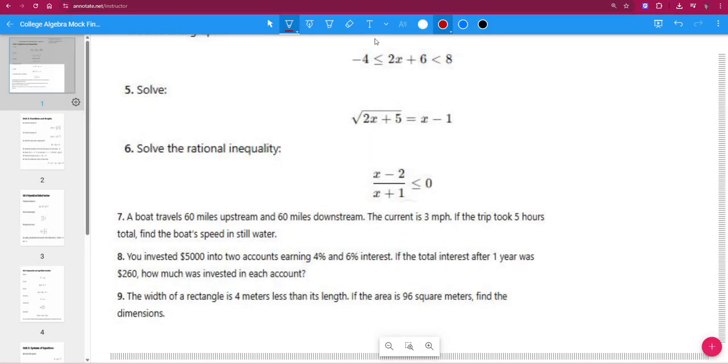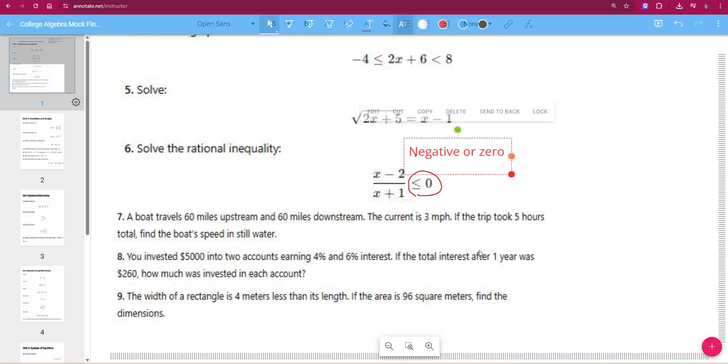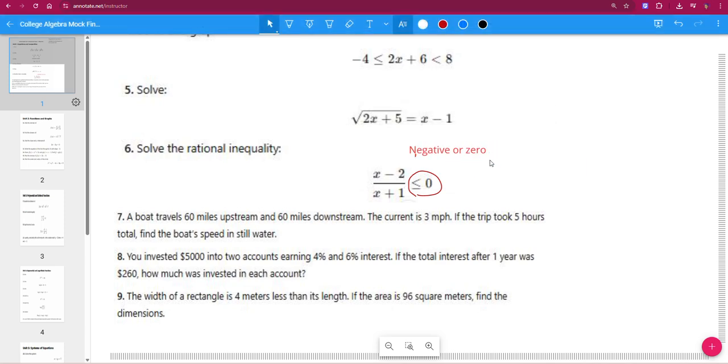Number 6, I've got to do a sign chart. And notice here on the sign chart, it wants negative, so it wants negative or 0, because it wants less than or equal to 0. So I'm looking for negative or 0.